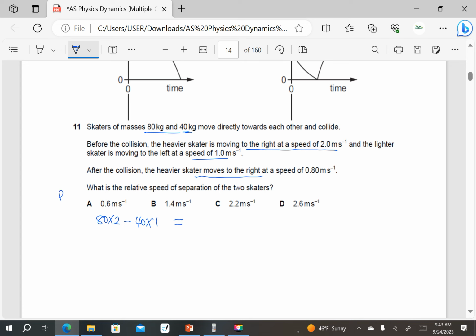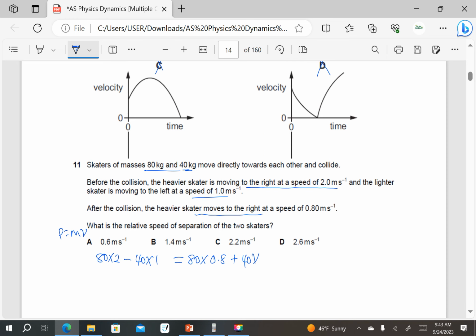I'm just saying momentum is mass times velocity. So for after collision, the heavier skater continues to the right, so his mass is 80 times his speed, which is 0.8. Then we don't know where the other one moves, so let's just say plus. Total momentum of the lighter skater will be 40 times his velocity. Let's call it V.